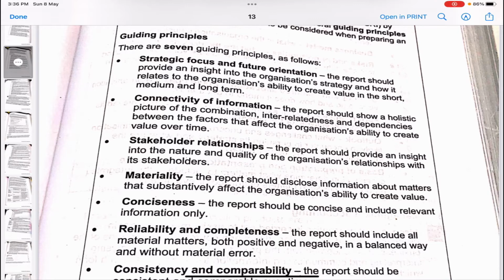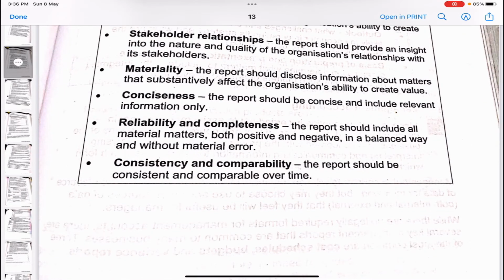And then we have connectivity of the information. The report should allow a holistic picture of the combination, and it should show the interrelatedness and dependencies between the factors that affect the organization's ability to create value over time. So the first principle was strategic focus and future orientation, and the second one is connectivity of the information. The third one is the stakeholder relationships. So what is a stakeholder relationship? The report should provide an insight into the nature and quality of the organization's relationships with its stakeholders.